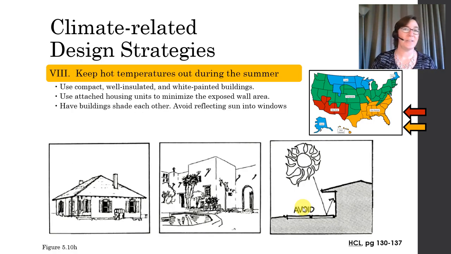This next design strategy sounds very simple, but it's extremely important for both the hot arid and the hot humid parts of the country, and it's to keep hot temperatures out during the summer. So you'll want to use compact and well-insulated buildings, and to have your buildings shade each other. Also, shown right here, avoid reflecting the sun into your windows. Okay, you've got this beautiful overhang, but something shiny, maybe it's a reflecting pool of some kind, is going to reflect the sun right into your house where you didn't want it.